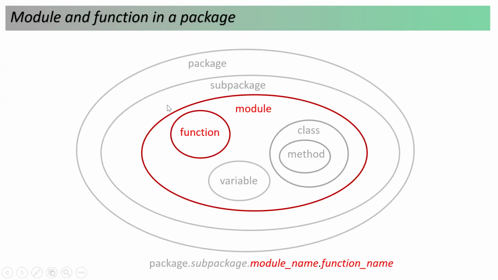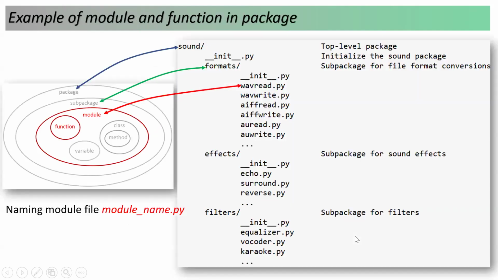And what is the relation between module and function in a package? So a package could contain several sub-packages, and a sub-package could contain modules, which could contain several functions, classes, variables. But in this tutorial, we will learn how to create module and function. So in general, we can call a function by calling the package name dot subpackage name and then dot module name and then dot function name.